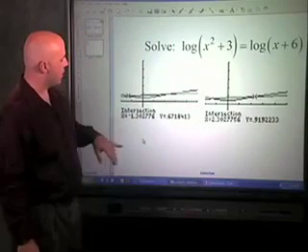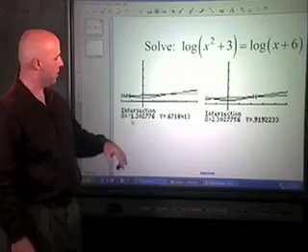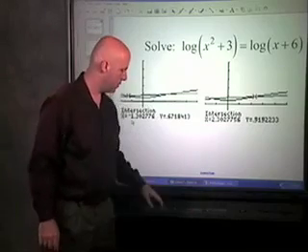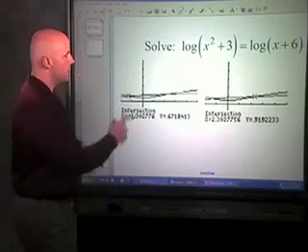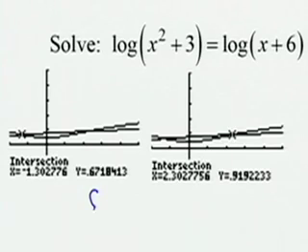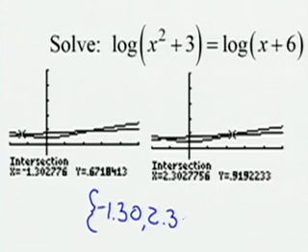So we can see from our graph that we have the intersection point at negative 1.30 and at 2.30. That makes our solution set for this equation negative 1.30, comma 2.30.